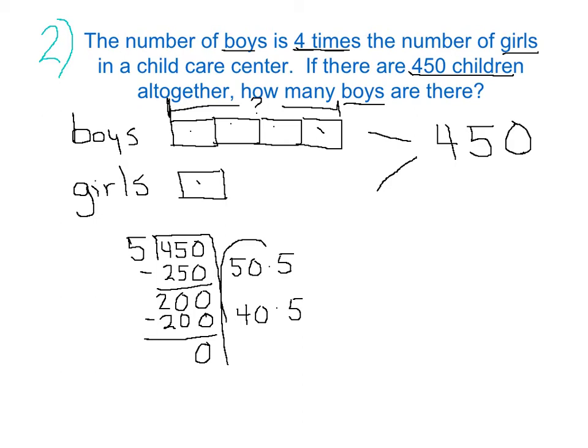How many groups of 5 do I have? Well, 90. 90 groups of 5. So that means that there is 90 in each one of these 5 boxes. But my question is, how many boys are there? So I have 1, 2, 3, 4 groups of 90. 4 groups of 90.